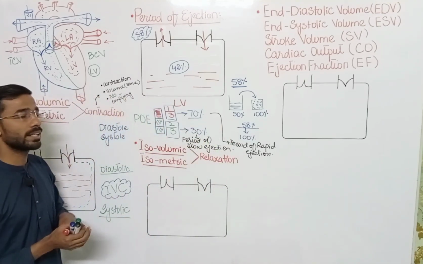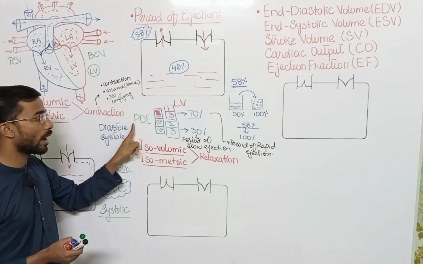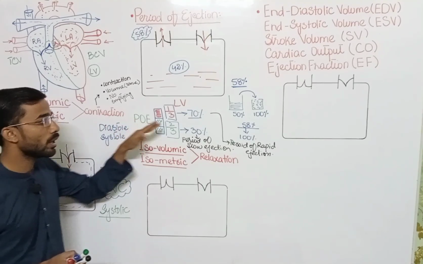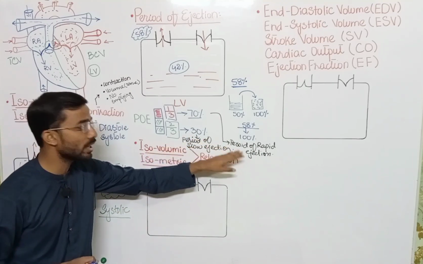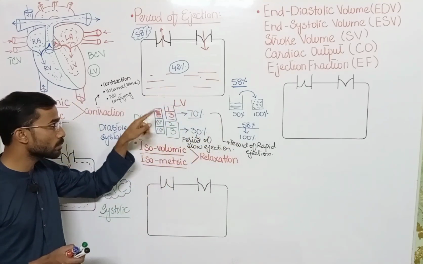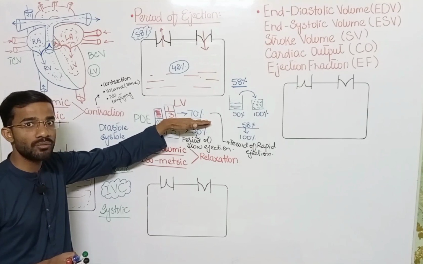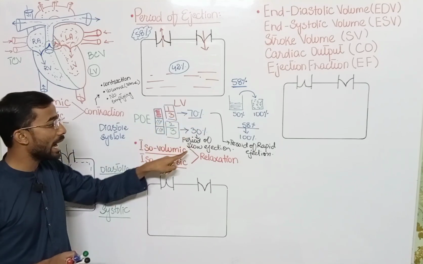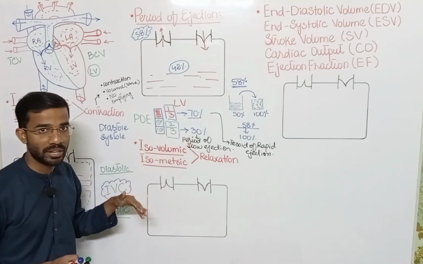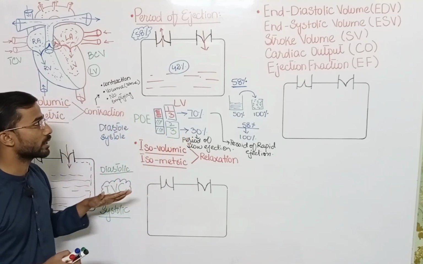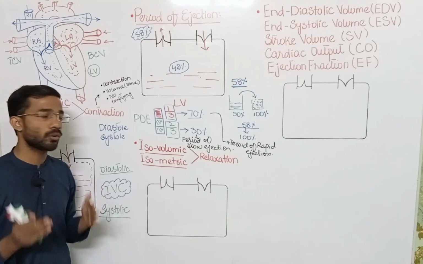So these are basically the two situations. We divide the period of ejection into two: rapid ejection and slow ejection. In rapid ejection, in small time, a large fraction will eject, and in slow ejection, in long time, a small fraction will eject through the left ventricle. So this is actually the period of ejection.